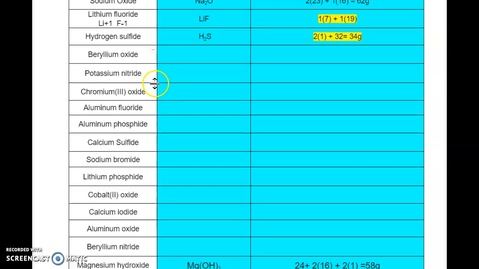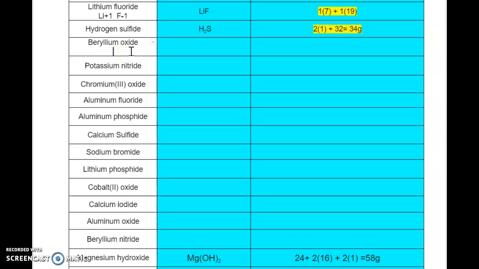Our next one here, we have beryllium oxide. So we would have beryllium, which is in group 2, and oxide in group 6. So we have +2, -2. Those are also the same, so there would be 1 of each of those. Beryllium has a mass of 9. Oxygen has a mass of 16. And then you would find out what they were equal to by multiplying and then adding them together.